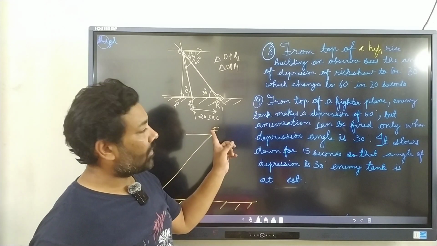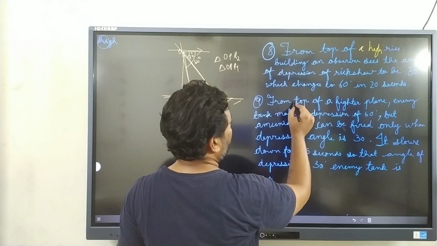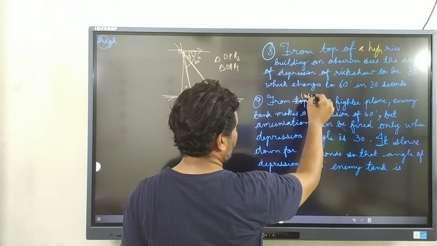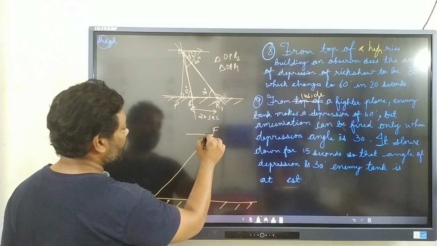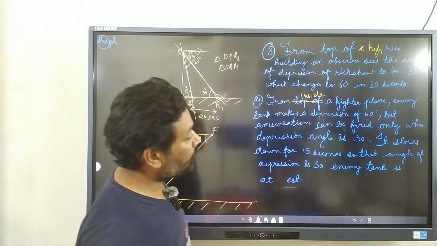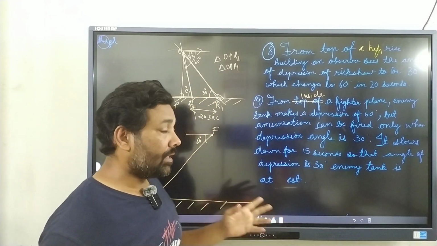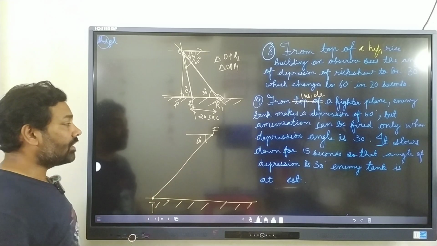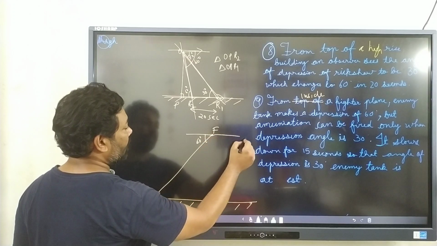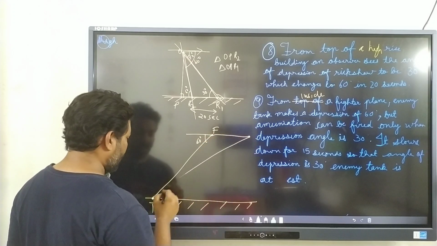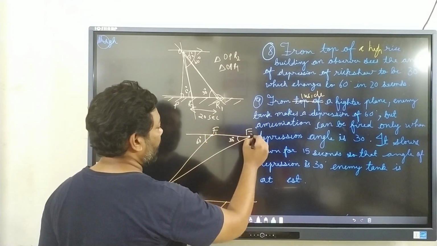From the top of the fighter plane, the word top can be replaced; from inside is better. From inside a fighter plane, an enemy tank makes a depression of 60 degrees. So this depression is given as 60 degrees, but ammunition can be fired only when the depression changes to 30 degrees. So the plane can't fire at 60 degrees, it can fire only when the angle is 30 degrees. To make the angle 30 degrees, the fighter plane has to move forward, and now the angle of depression will be 30 degrees. So this is the first position F1, this is the second position F2.